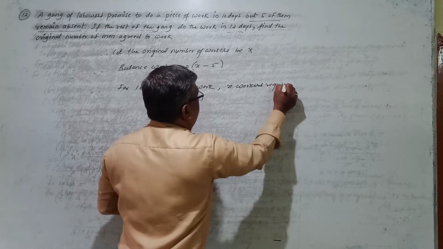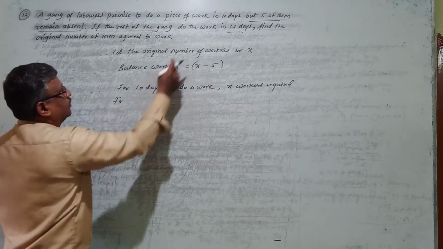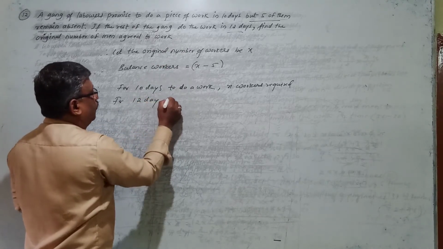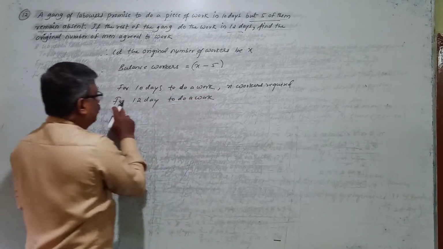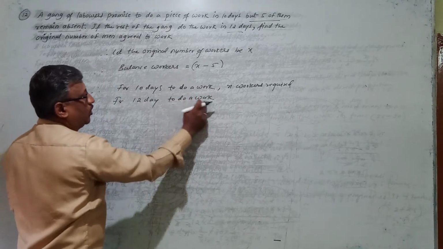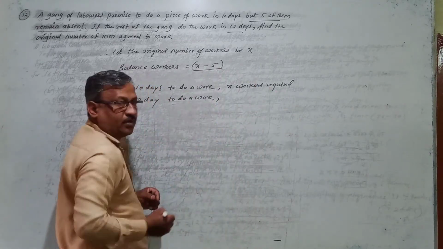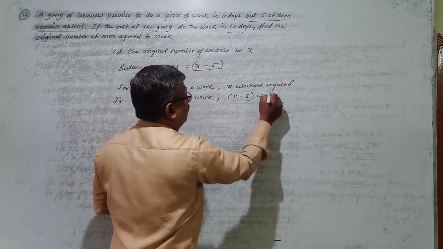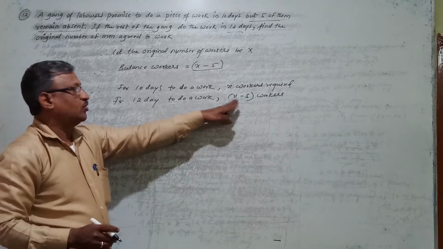X workers are required. So for how many days? 12 days. If you want to do that work in 12 days, how many workers are required? That is also known now here. It is X minus 5 workers are required. So this is also known here.